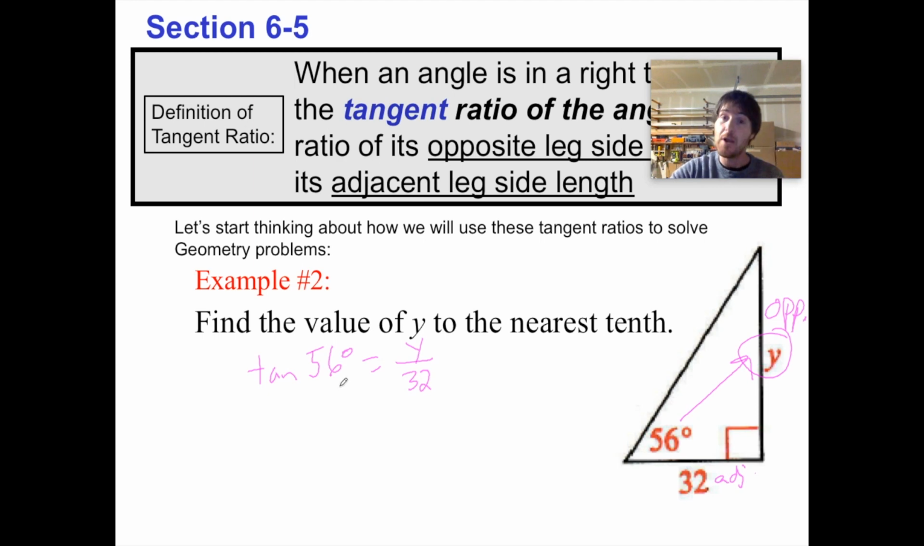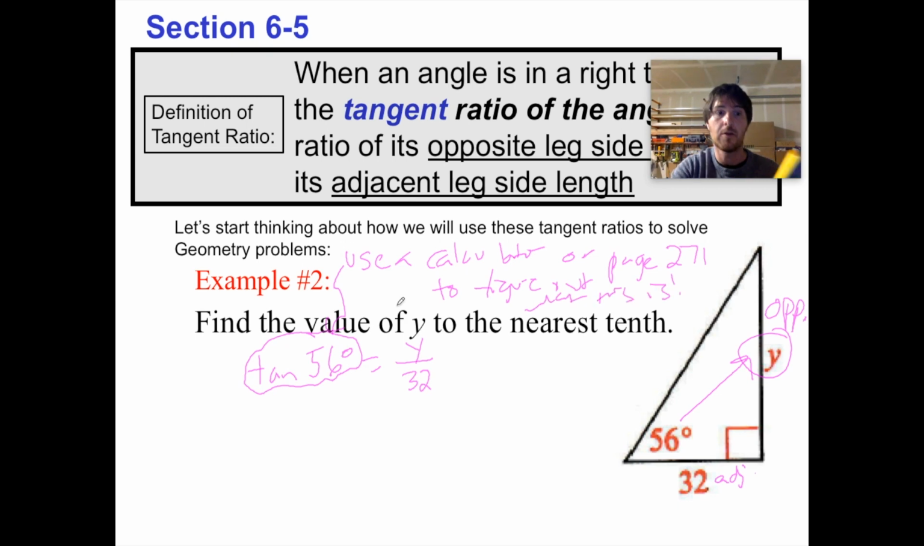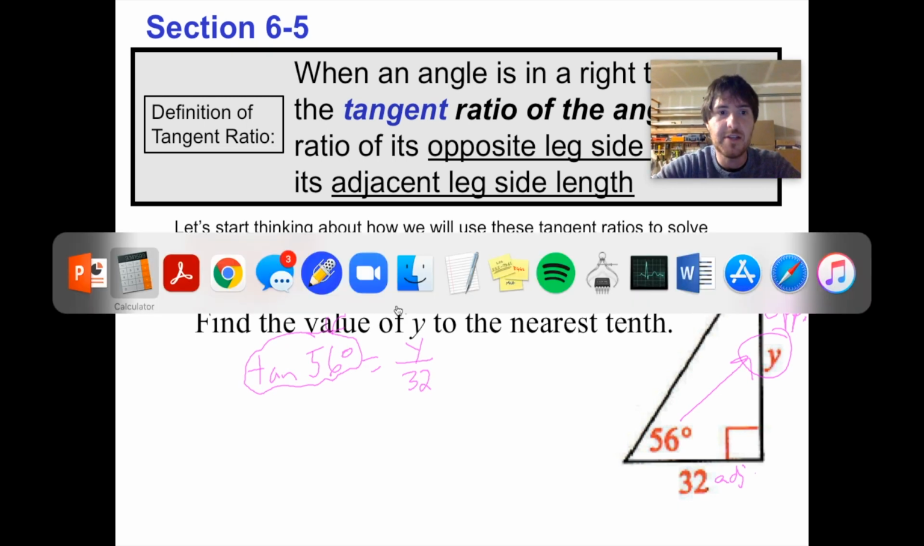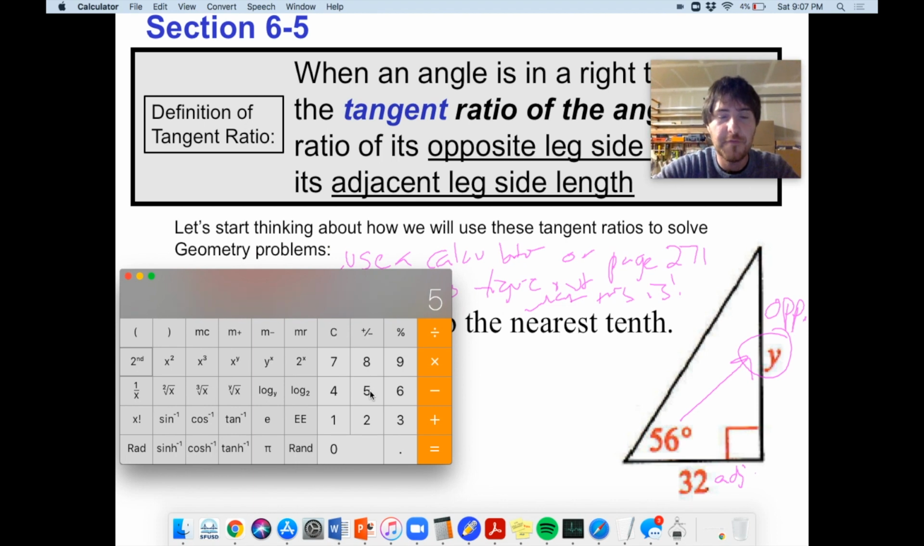So this problem is a little bit different than the last one. What you've got to do in this one is figure out what tangent of 56 is. We have a number for that. What we need to do is use a calculator or page 271 to figure out what this is. I'm using a calculator right now, so maybe I'll do this on this calculator. Simple as this. I'm going to do 56. I'm in degree mode, not in radian mode.